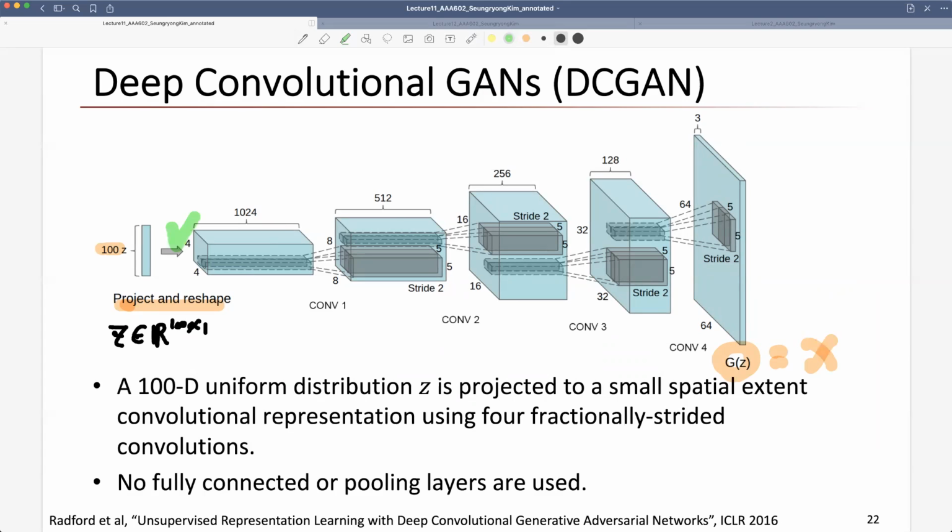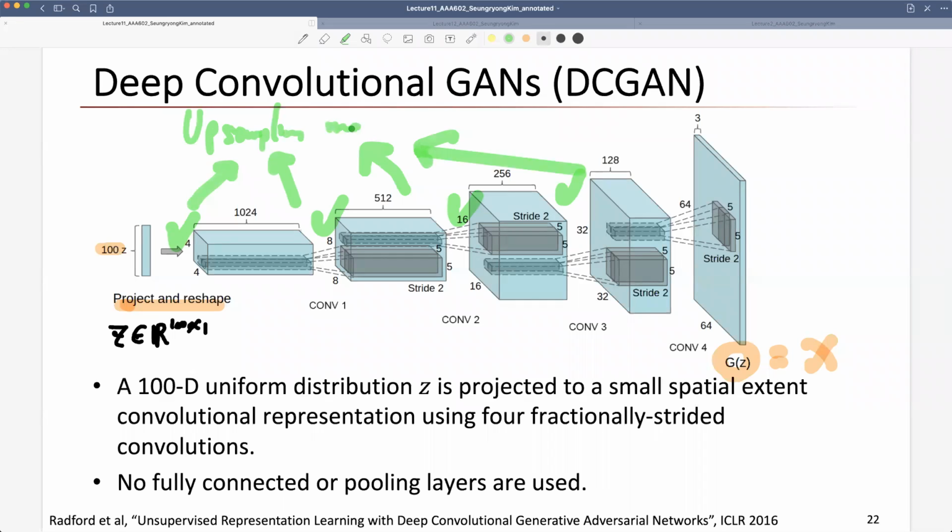Here is the upsampling module, right? This is to make a larger spatial resolution of the output. So we need the upsampling layer. We already discussed this one in the previous lecture, right? Upsampling modules.